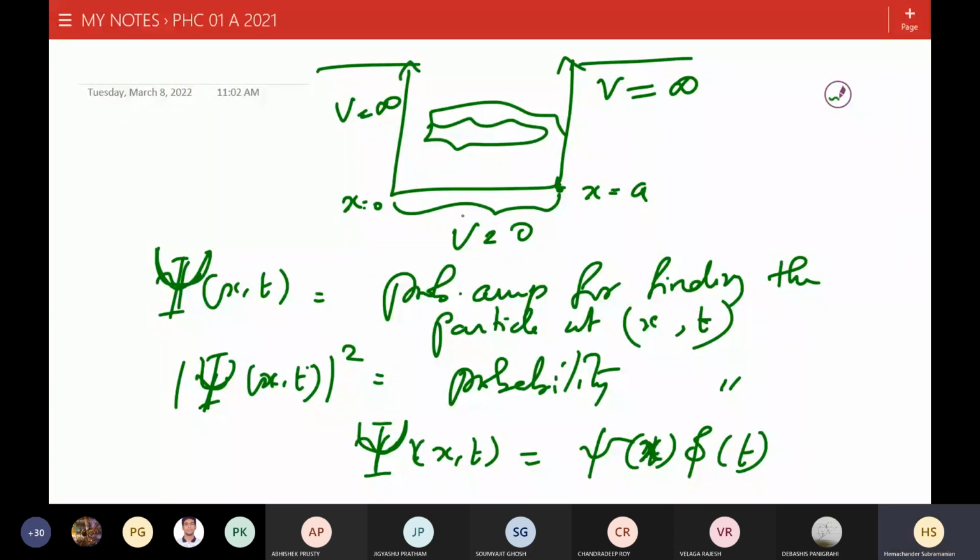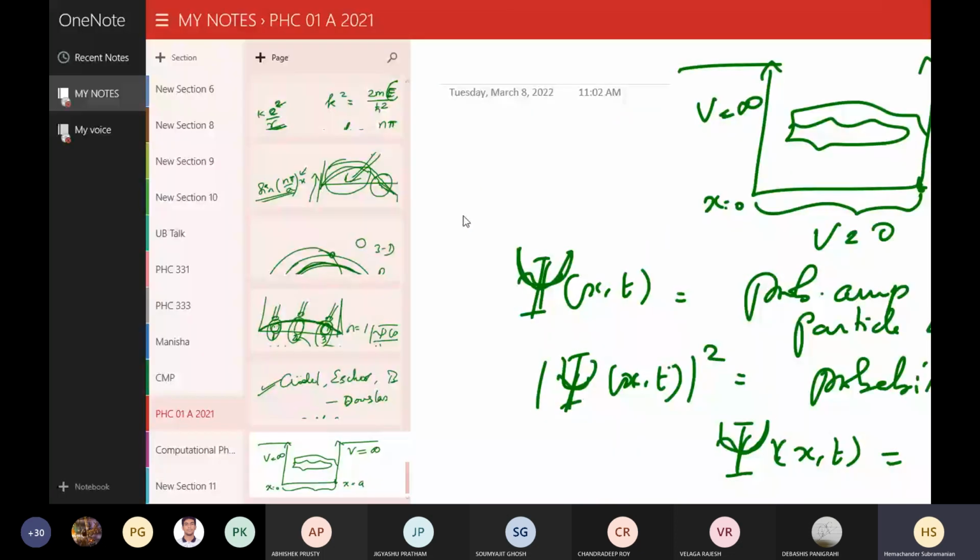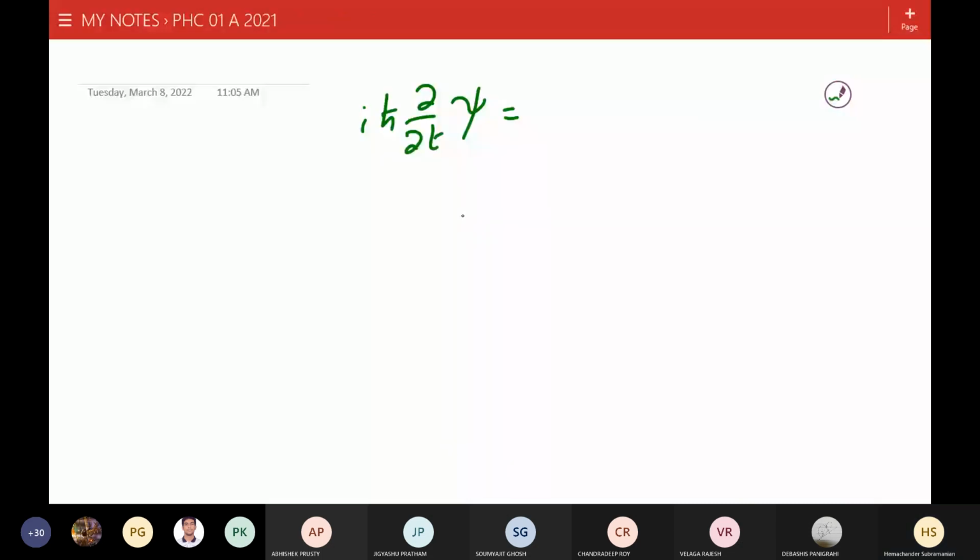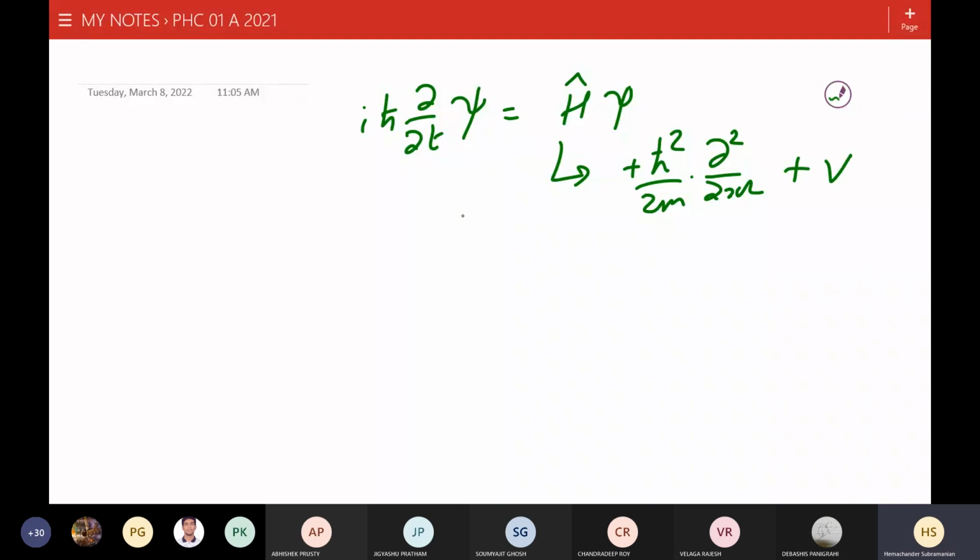So we did this, and we substituted this in the Schrodinger's equation: i h bar dou by dou t of psi equals H psi, where H is minus h bar square over 2m dou square by dou x square plus V. Sorry, there is a minus here.